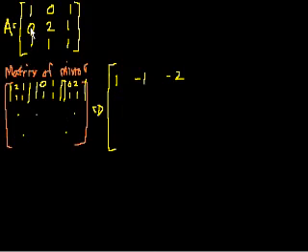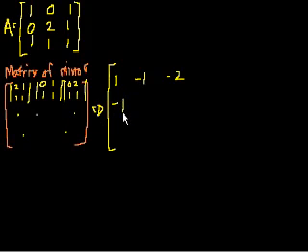All right. So now, when we're in row 2, column 1, we cross out row 2, cross out column 1, and we're left with this 0, this 1, this 1, and this 1. So it's 0 times 1, which is 0, minus 1 times 1. So we're at minus 1.